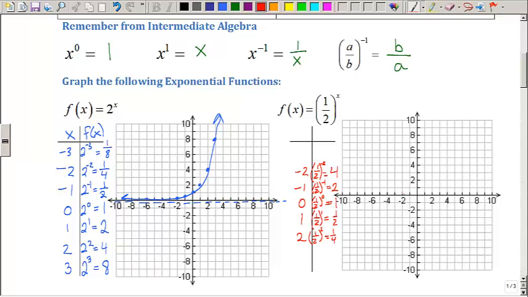Let's plot what we have so far. -2, comma 4; -1, comma 2; 0, comma 1; 1, comma a half; 2, comma a fourth. Notice that when I start from my negative x values and move to my positive x values, my f of x values are halving. Half of 4 is 2, half of 2 is 1, half of 1 is a half, half of a half is a fourth, half of a fourth is an eighth.